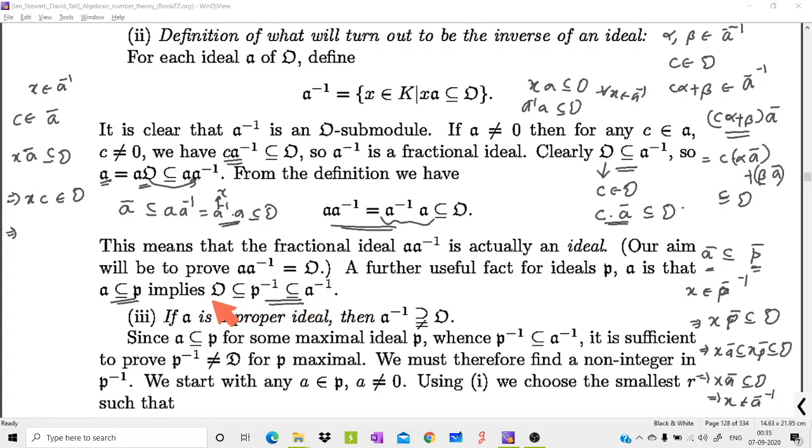Okay? Obviously, O is contained in the inverse of every ideal. So O is contained in P inverse, that we have proved here itself. O is contained in A inverse for any non-zero ideals. So O is contained in P inverse, which is contained in A inverse. This is an interesting fact that we have to use in the next result.